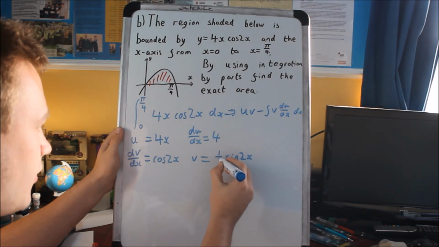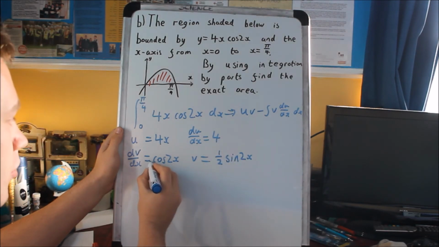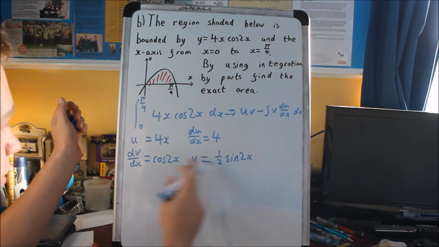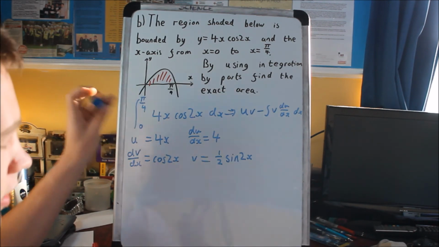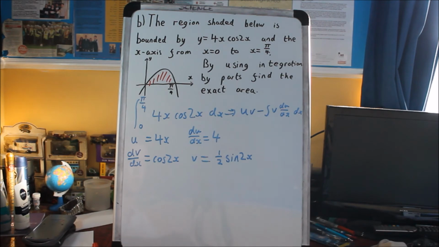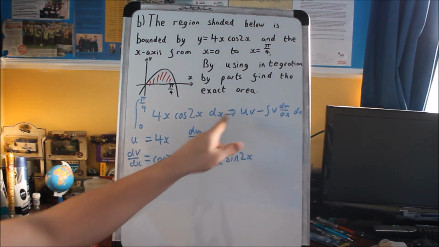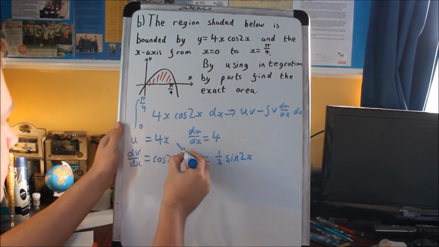So we need to put a half in front of here to end up with a 1 in front of here when we differentiate it to get from that to that. Or you could just remember how to integrate from that to that. Either way works. So now we can go ahead and apply the formula. We've got uv to start with, which is that one times that one.